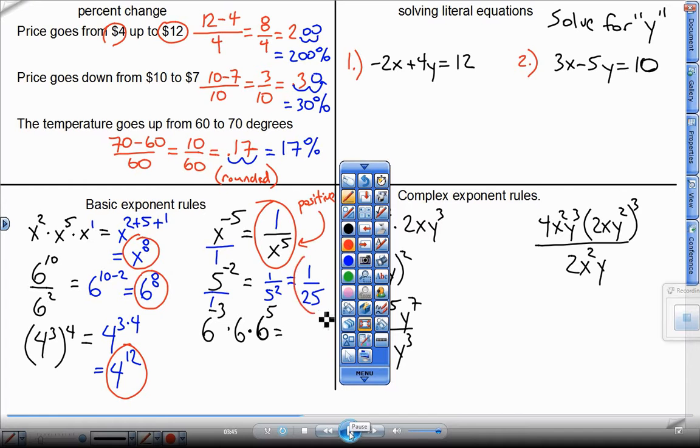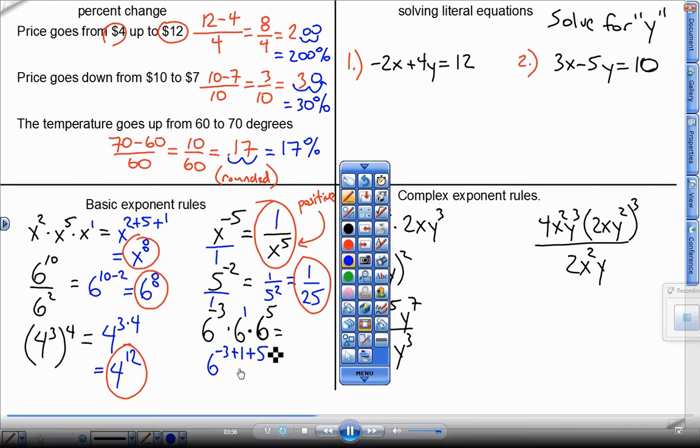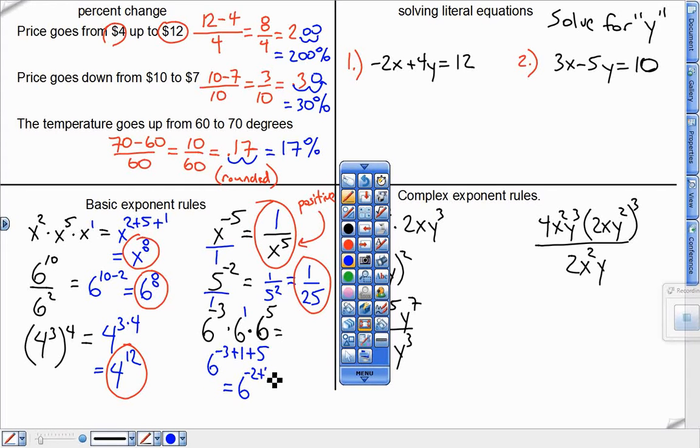All right, one more exponent problem. 6 to the negative 3 plus this unknown 1 plus 5 will give me the power on this one. That gives me 6 to the negative 2 plus 5, which is 6 to the 3rd power.